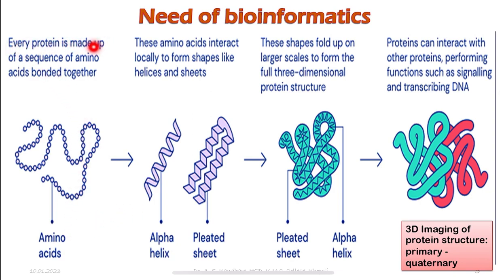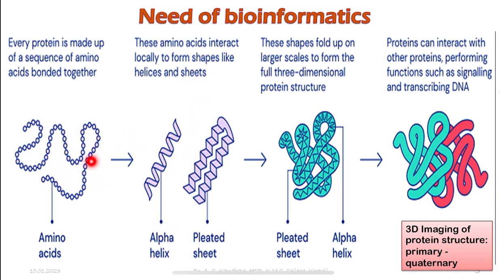Every protein is made up of a sequence of amino acids bonded together. So here you can see the amino acid chain. अभी ये जो अमीनो एसिड चेन है इससे इसका एनालिसिस हम कर सकते हैं. These amino acids interact locally to form shapes like helices and sheets, isn't it?